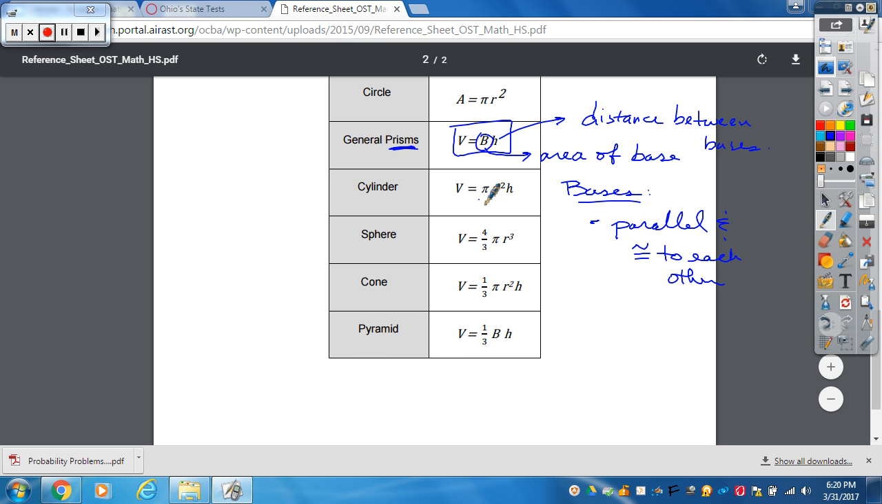In a cylinder, what are the bases? They're the circles, so it's real simple. It's pi r squared times h, base area times height. For the sphere, you've got 4/3 pi r cubed.